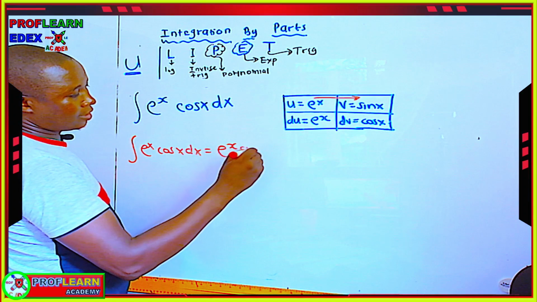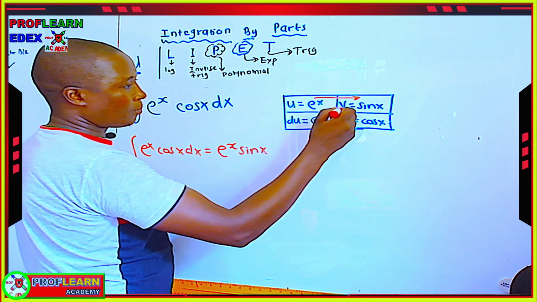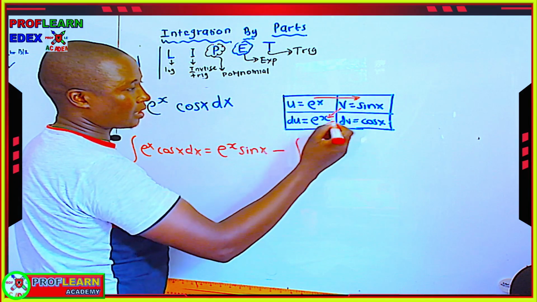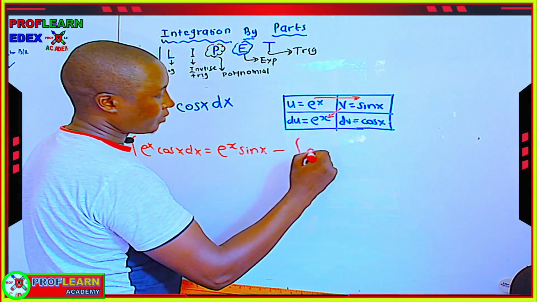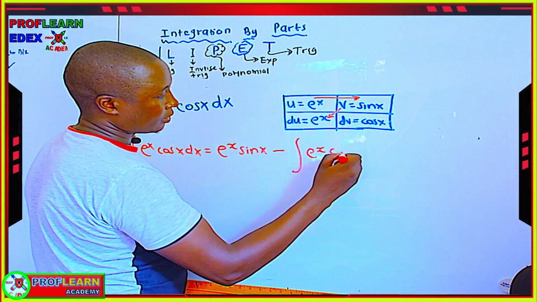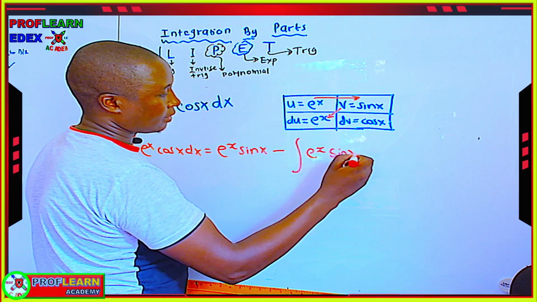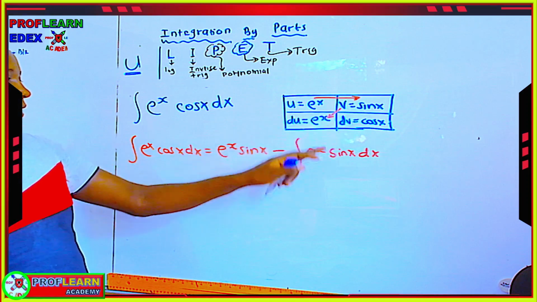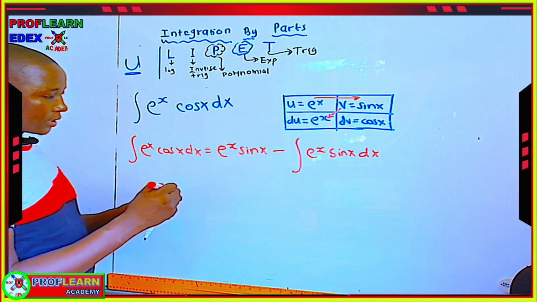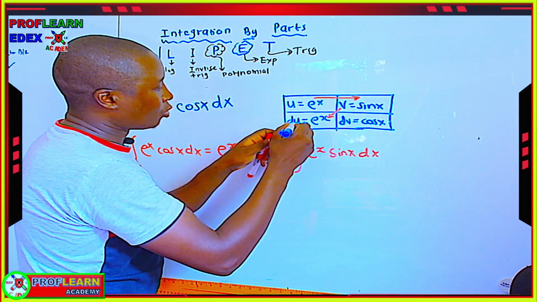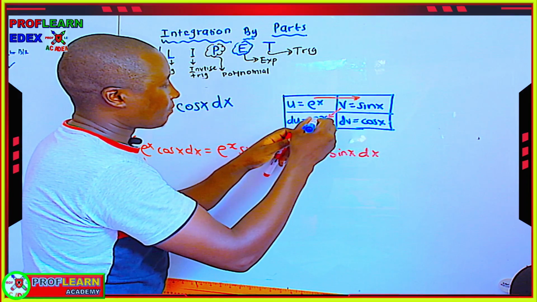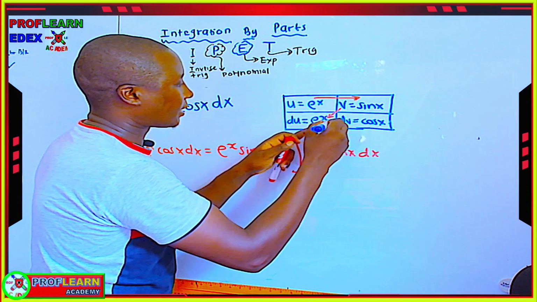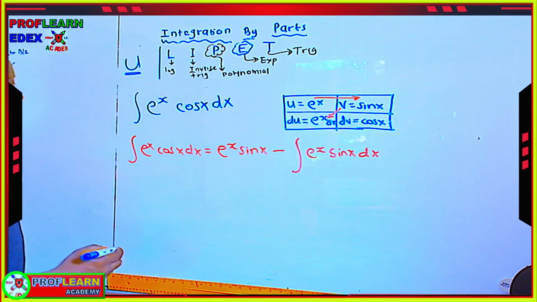So the answer here will be this and this, e^x sin x. Then since you are now multiplying diagonally, we shall subtract, and that will be the integral of e^x sin x with respect to x. So we have multiplied this and this, and then we have said with respect to x, because at this point, when you do du, you are going to get e^x dx like that. It has to be indicated there.